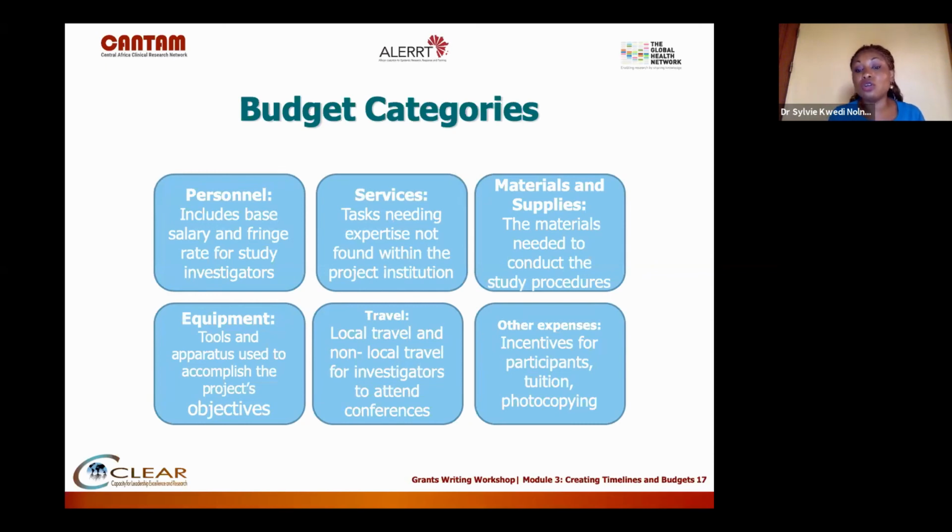And then you have non-local travel, like international travel. Somebody spoke about the communication dissemination plan. It's possible that in your dissemination plan, you need to go present your results in an international conference. That's non-local travel, international travel. That needs to be taken into consideration.